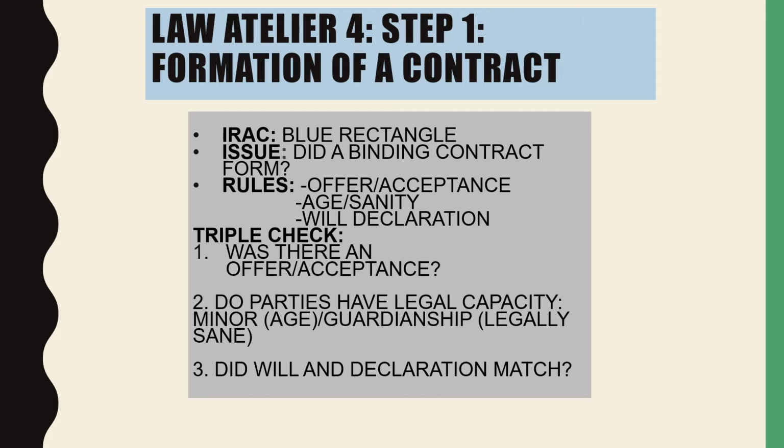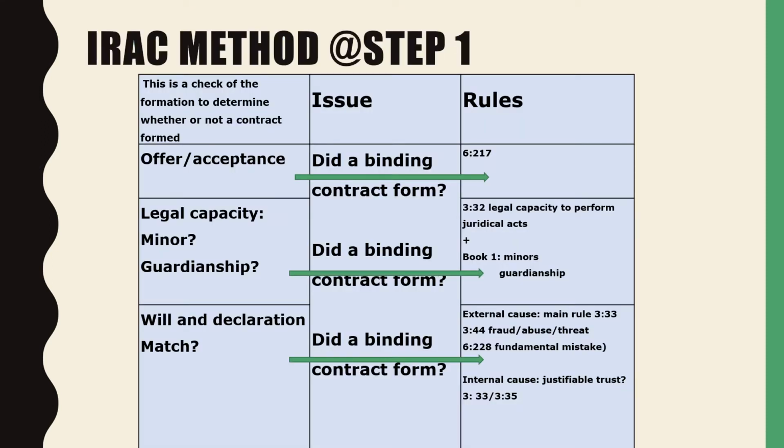And in your IRAC, this is your starting point. Any case, it doesn't matter what it's about, you always start by scanning the story for an offer and an acceptance, maybe a lead to a minor or person under guardianship, or something that makes you doubt the will and declaration were matching. This is the blue part of the IRAC, and we're going to perform this on a case.